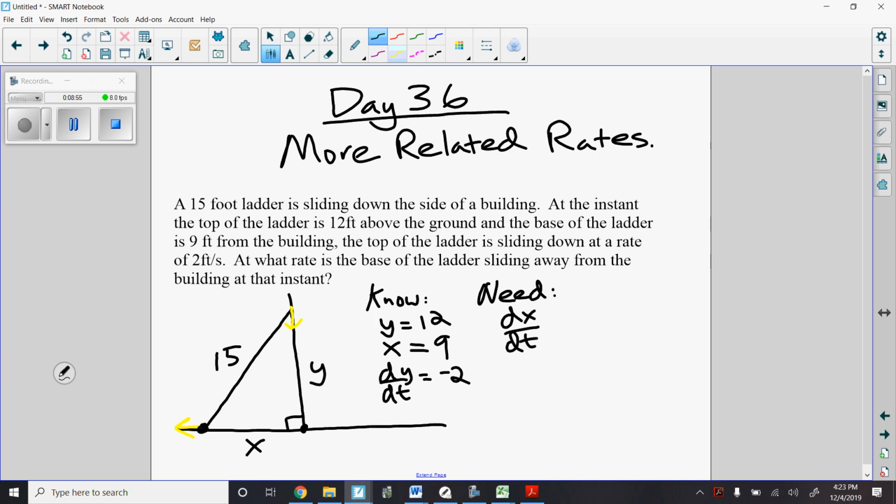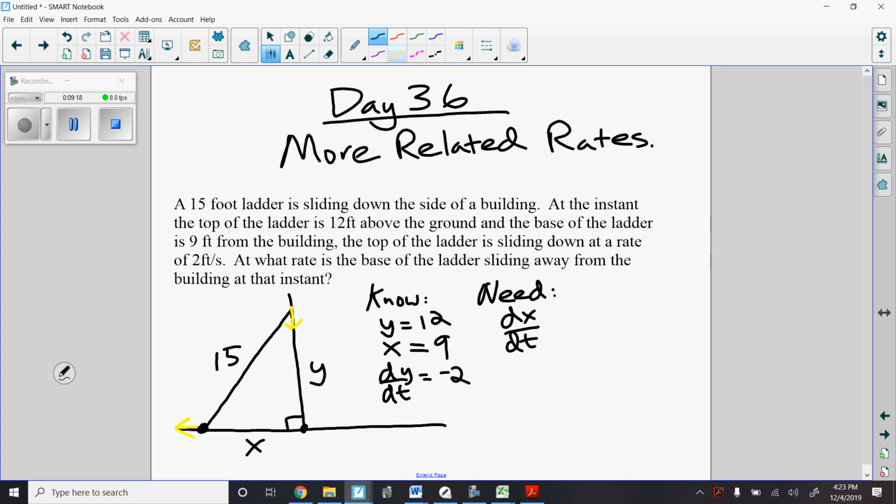But what is important to know here is whether or not dx dt will be a positive number or a negative number. Well, again, as this ladder is sliding down, that distance x will be getting bigger. Whichever side I drew the ladder on, x is going to be getting bigger. Therefore, dx dt should be a positive number.